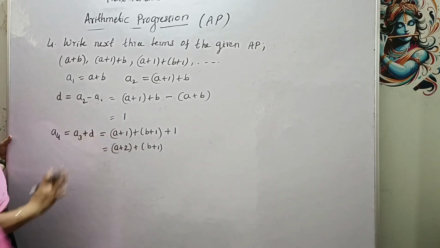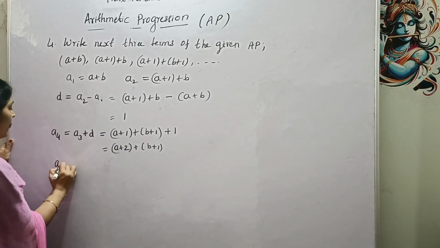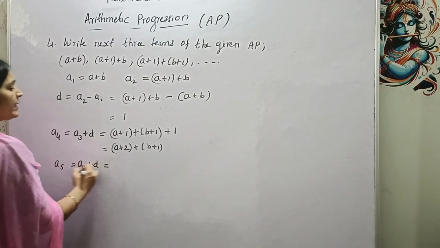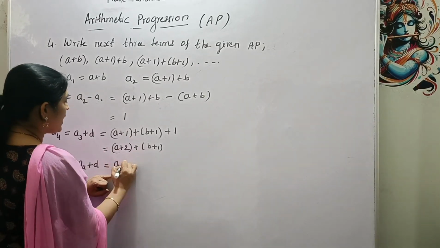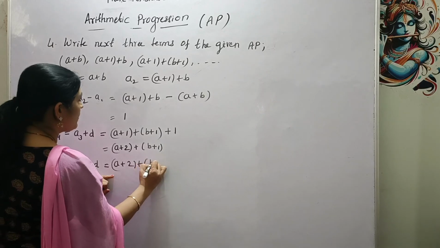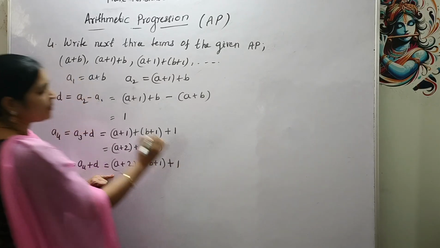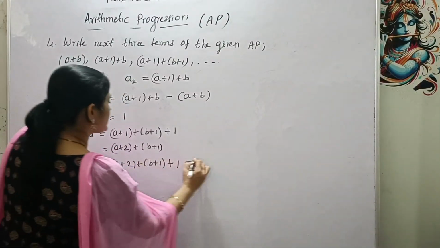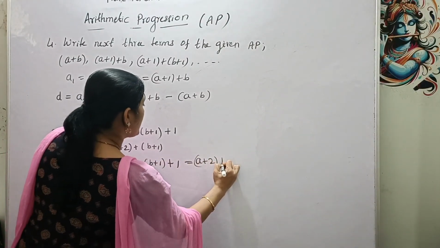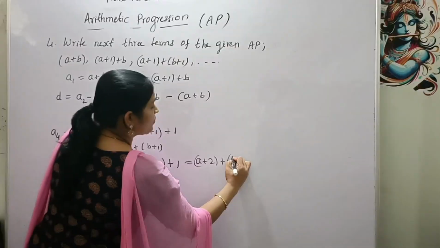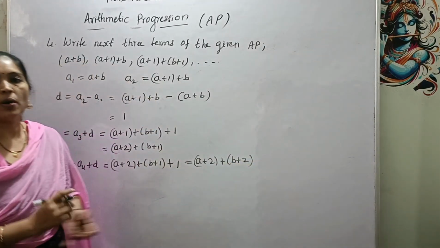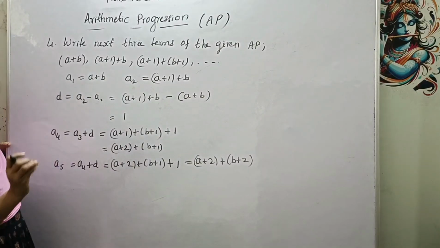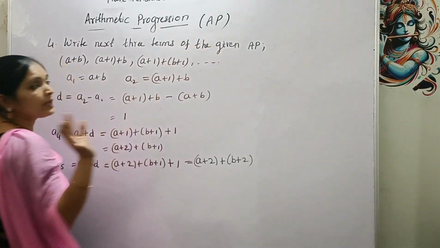Now it is the fourth term. Next a5, the fifth term, that is the fourth term plus the common difference. The fourth term is this one, a plus 2 plus b plus 1, plus 1, d is 1, the common difference is 1. So this can be written as a plus 2 plus b plus 2. Next, here we have got the fifth term, see, until the sixth term we have to find.